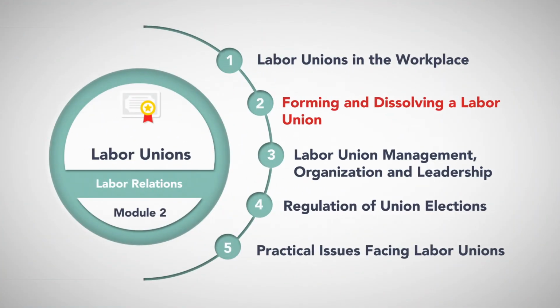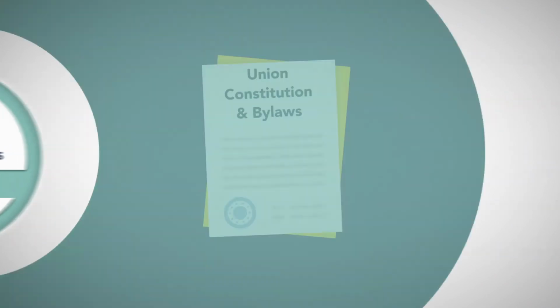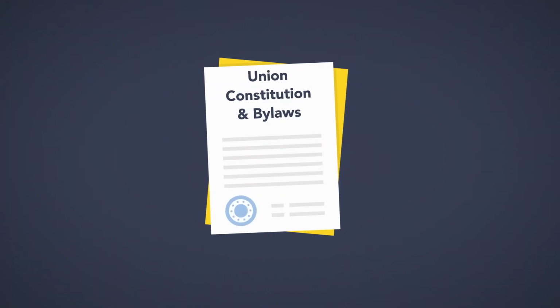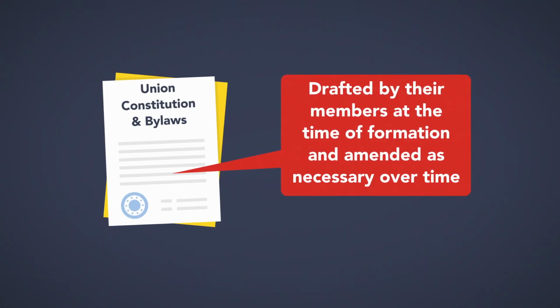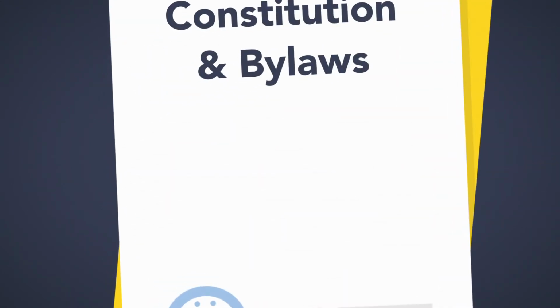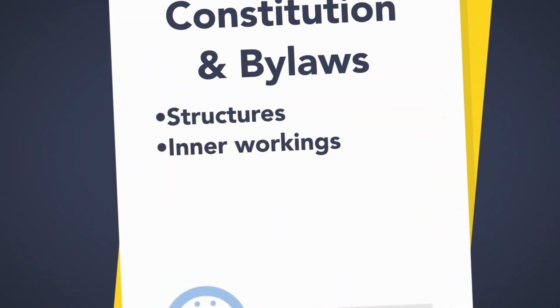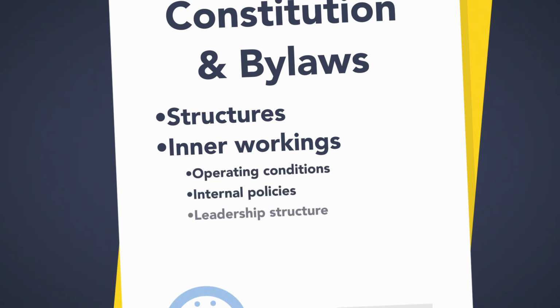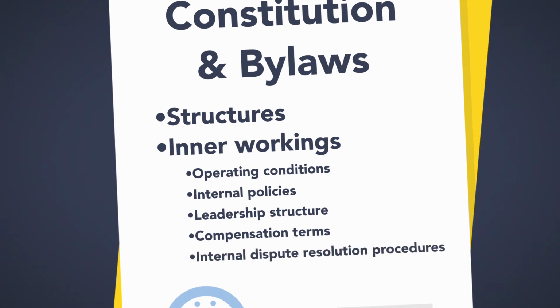Forming and dissolving a labor union. American labor unions are governed by constitutions and bylaws drafted by their members at the time of formation and amended as necessary over time. These constitutions and bylaws detail the structures and inner workings of the unions, including operating conditions, internal policies, leadership structure, compensation terms, and internal dispute resolution procedures.